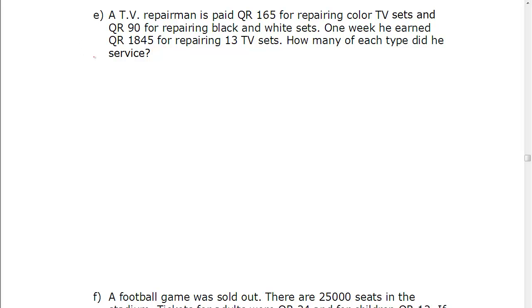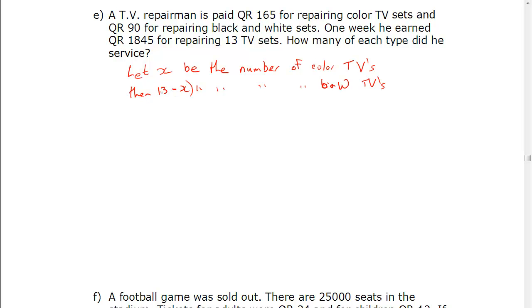So once we understand the problem, the first thing we're going to do is pick a variable to represent the unknown. In this case, we're going to say let x be the number of color TVs. Then we need something for the number of black and white TVs. If x is the number of color TVs, and we know we have 13 TVs altogether, the rest have to be black and white, so we take the total minus the number of color, and we're left with the number of black and white. So there's our two things we need to know. The number of color TVs is x. 13 minus x tells us the number of black and white TVs.